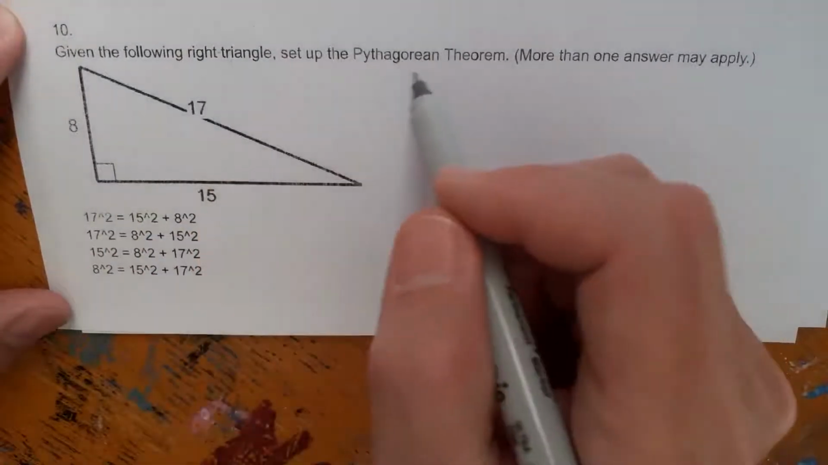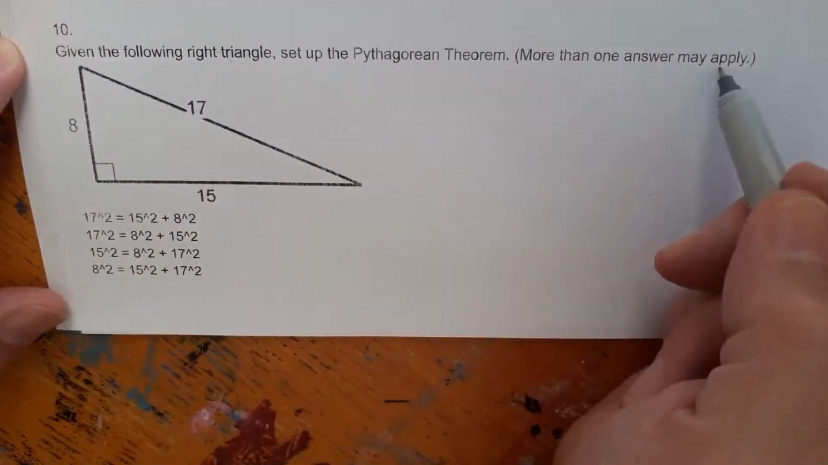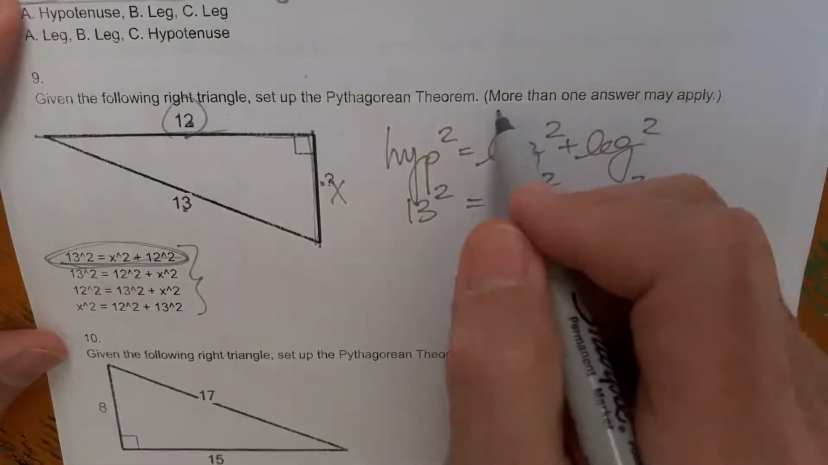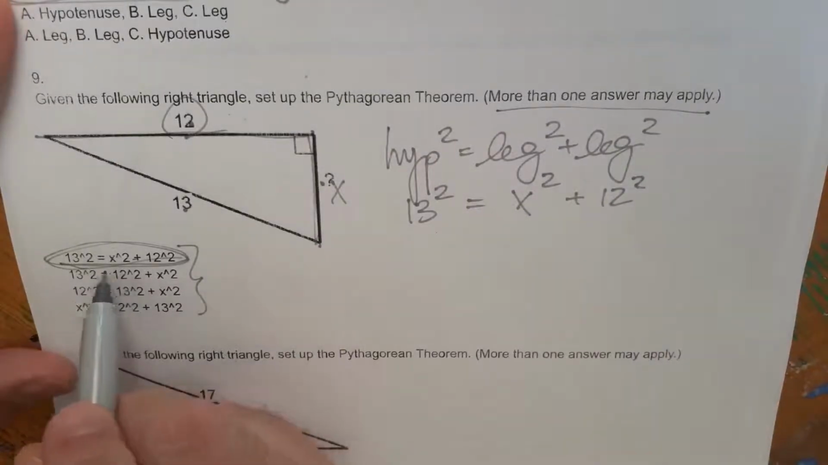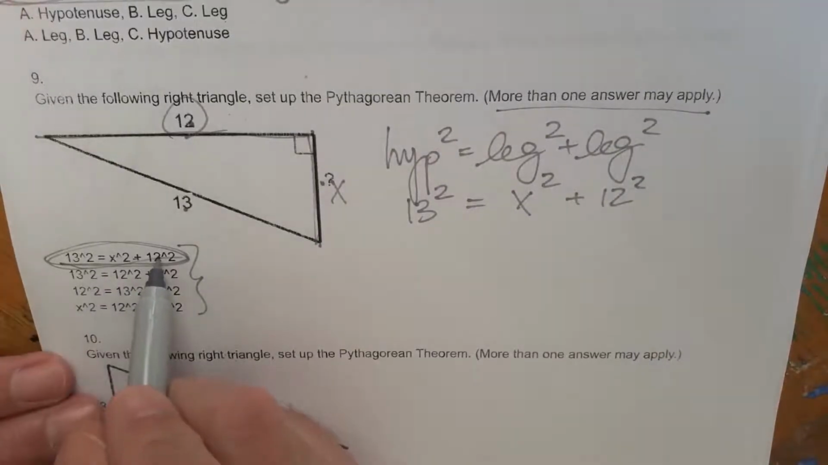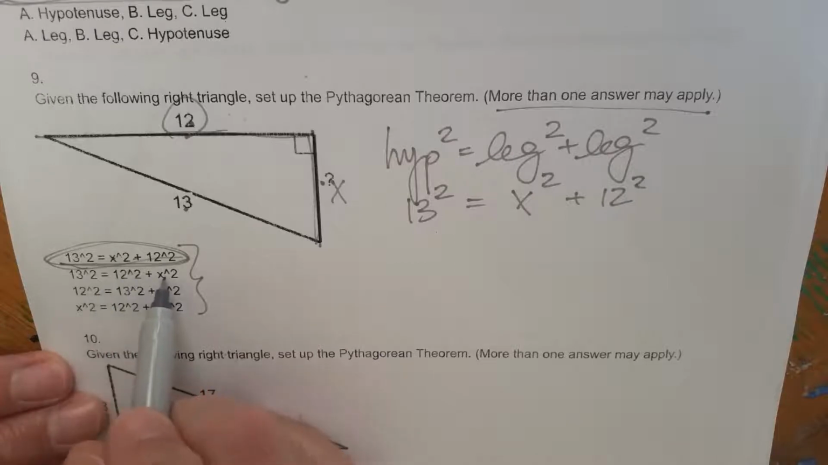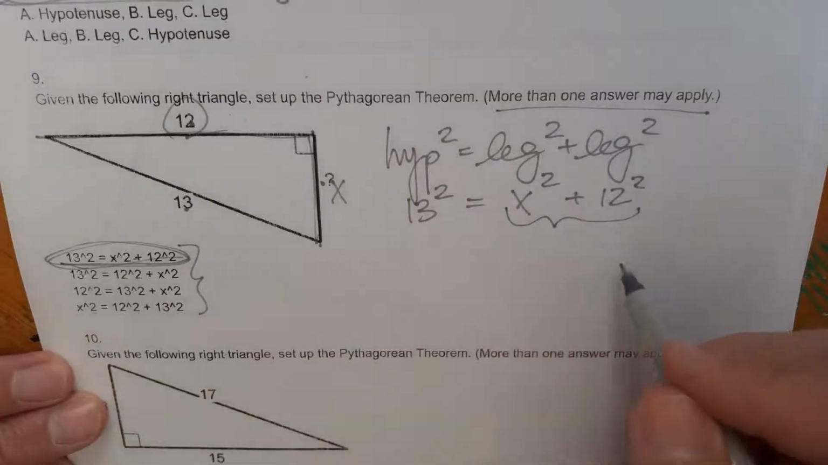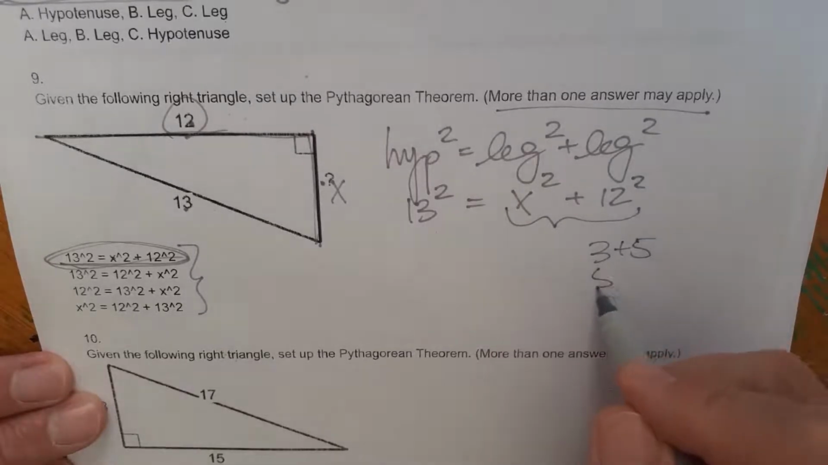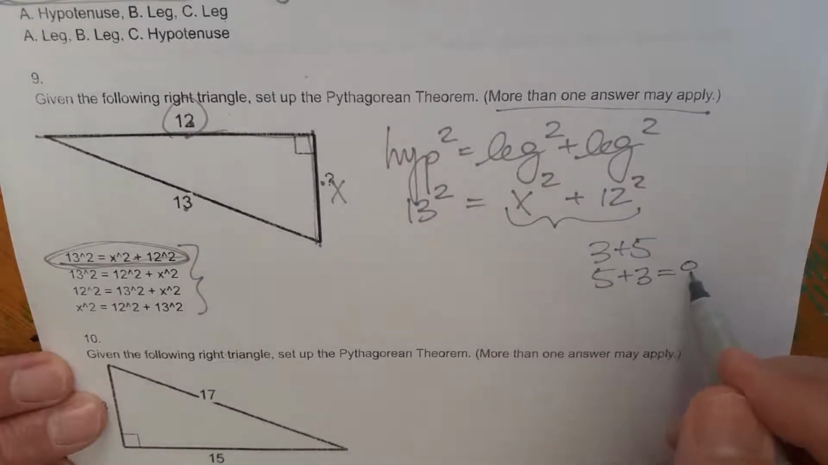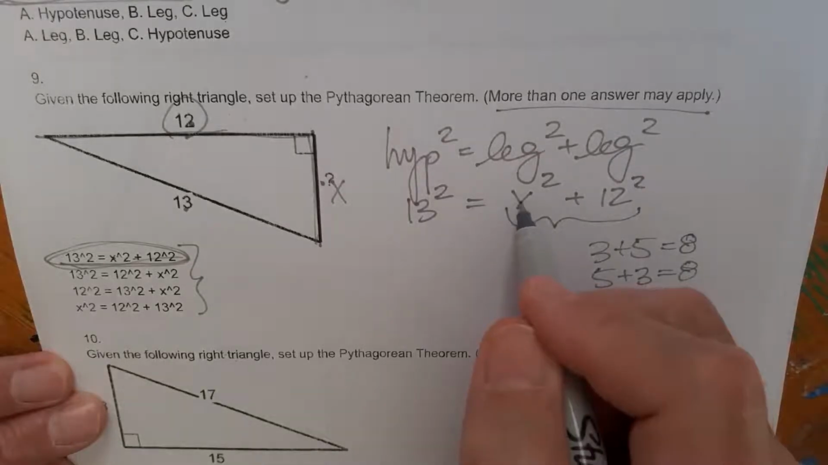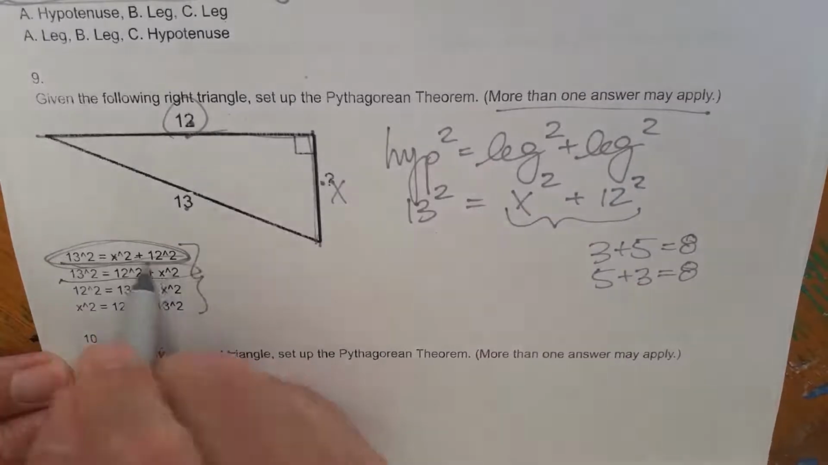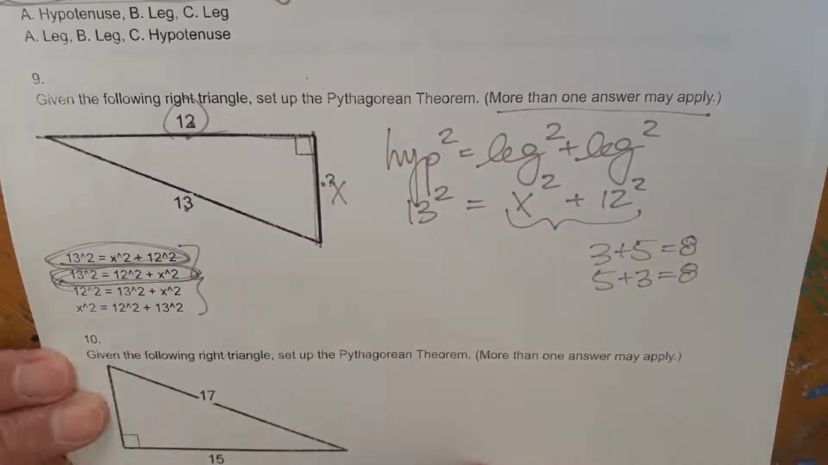Given the following triangle, set up the Pythagorean theorem. More than one answer may apply. That's interesting. Let's go back to this one. Now that I see that instruction, this says more than one answer may apply. Let's look again. 13 squared, look. They moved the 12 squared here and the x squared here. So as you hopefully know by now, if you're adding two numbers, it doesn't matter if you add 3 plus 5 or you add 5 plus 3. They both yield 8, right? So we can either write x squared plus 12 squared, or we can write 12 squared plus x squared. Both of these are correct, so mark two answers.